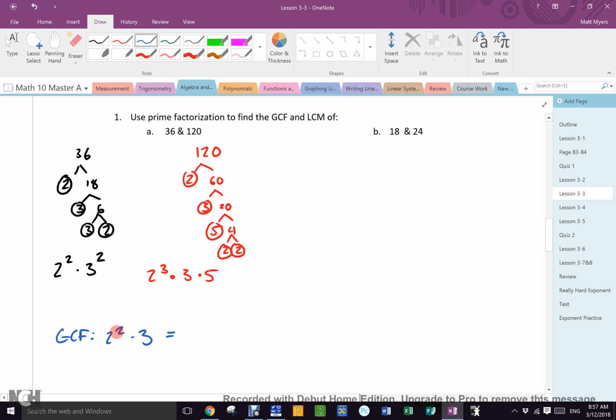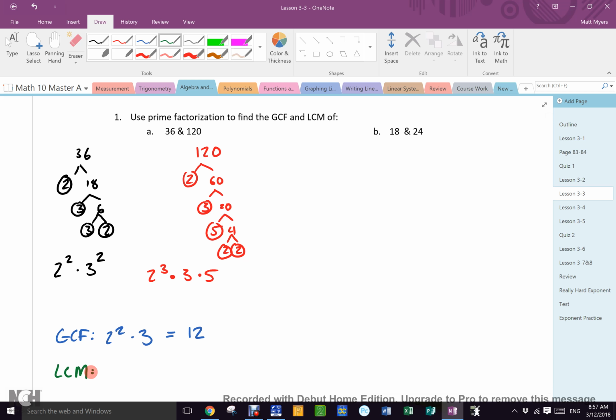What is 2 squared? 4 times 3, 12. So the GCF is 12. Can everybody do it? Okay. LCM I'm going to do in green. LCMs, now I'm looking at the biggest exponent.